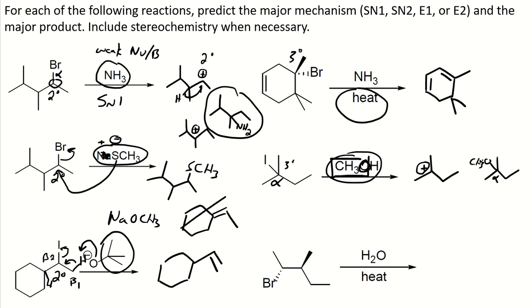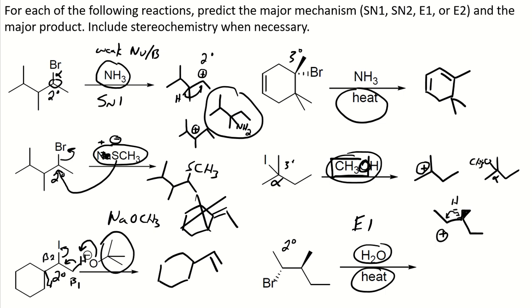Now, last, we have a secondary alkyl halide. We're adding water, which is a weak nucleophile, weak base, but because we're heating it up, it's going to favor the elimination. So it's going to act more like a base, and we're going to do the E1 mechanism. So we first form our carbocation. I didn't interfere with this carbon here, so it's still going to be a wedge for the moment. But that's a secondary carbocation.